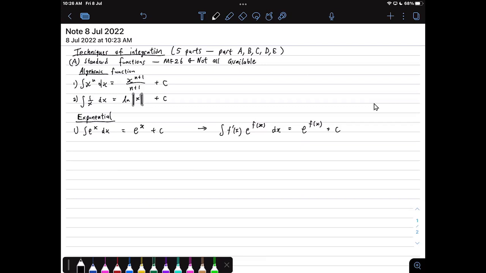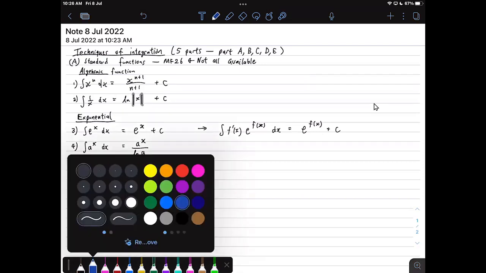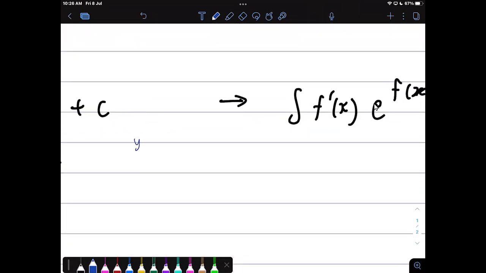I'm just following a formula list I have. Then number 4 will be the integral of a to the power x dx. This one is a bit special. You need to have a to the power x, but you divide by ln of a. The reason being, when you differentiate, let's say we start off with y equals a to the power x. How do we differentiate this? A bit difficult. So we take ln on both sides. ln y equals ln of a to the power x. The x comes down, and you get x multiplied by ln a. ln a is just a constant. Then now you want to differentiate both sides.